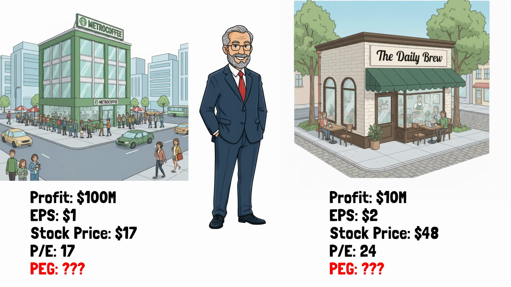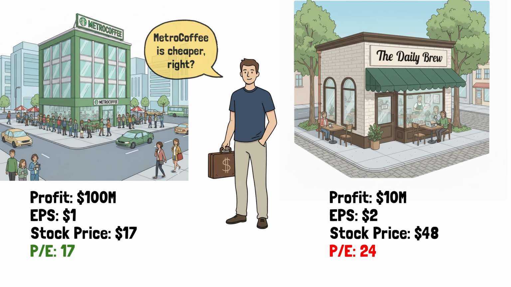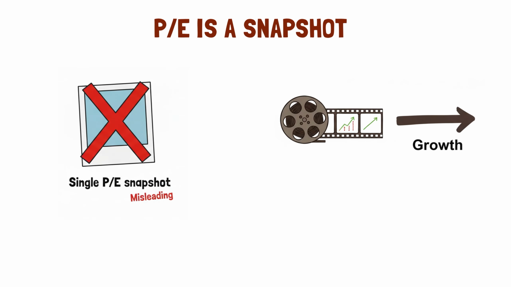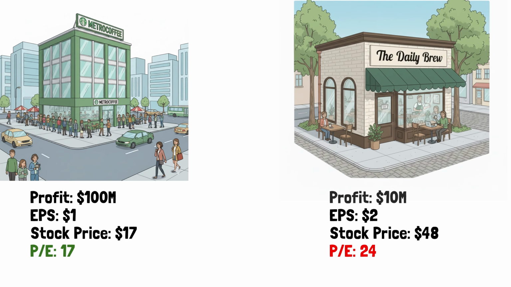By the end of this video, you'll know exactly how to use the PEG ratio to avoid costly mistakes like this one. At first glance, Metro Coffee looks like the obvious winner. You are paying 17 times earnings versus 24 times earnings for Daily Brew. It seems cheaper, right? But here's the problem with PE ratios. They are a snapshot. They tell you what you are paying today for last year's earnings, but they tell you nothing about tomorrow. Let me show you what I mean.